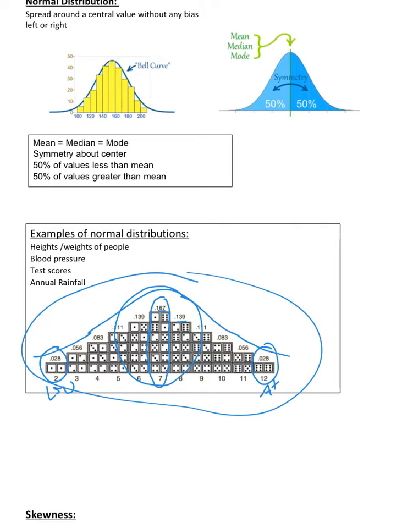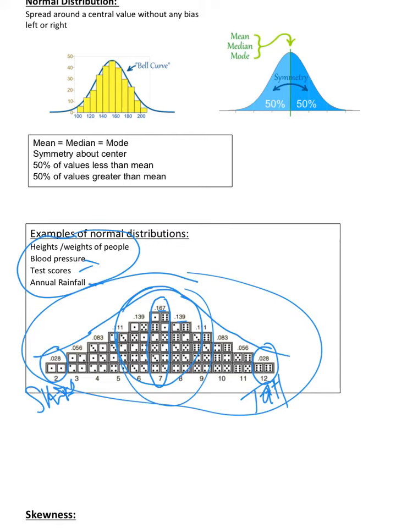And so there are lots of other examples in the world around you that are normally distributed. Heights and weights of people. If you were to interview many people, you would come to find that there are very few very tall people and very few very short people. And most people are kind of like in the middle, average height. Blood pressure, test scores, like I was just saying, annual rainfall. If you graph annual rainfall, you'll find this normal distribution also.